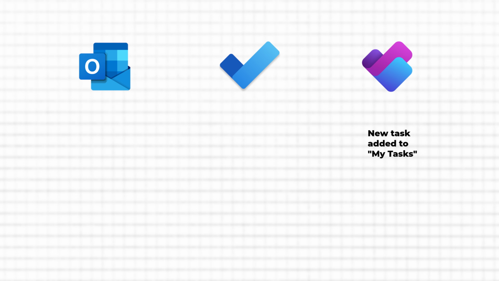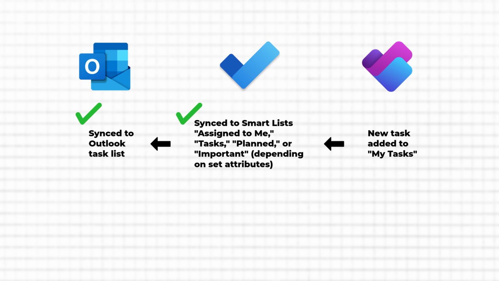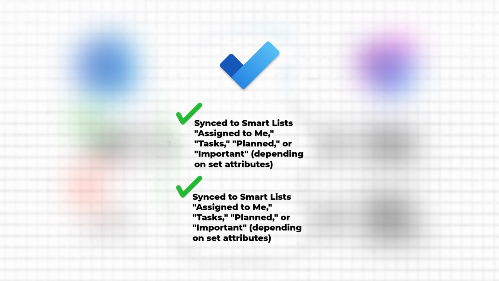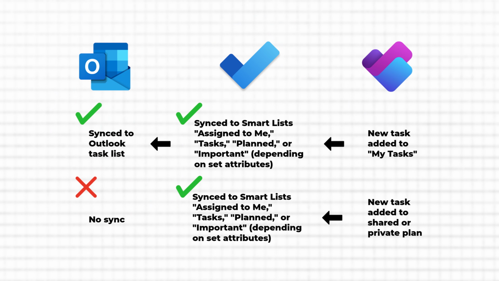And if you're someone who uses Outlook tasks, the sync works there too, but only for certain task types. Personal tasks that you create in My Tasks in Planner show up in your Outlook task list, but tasks created in a shared or private Planner plan won't automatically appear in your Outlook task list. However, both types of tasks seamlessly sync from Planner to To Do. That's why I usually recommend either using Planner or To Do as your central hub, depending on your personal preferences and working style.